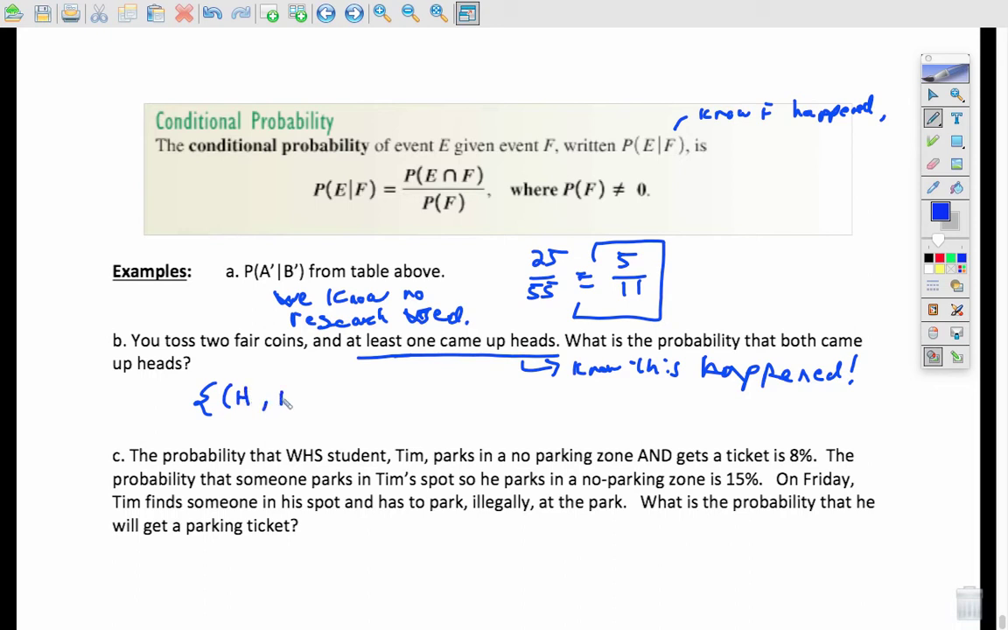If you toss two coins, at least one of them came up heads. Well, maybe the first one came up heads, second one came up tails. Maybe the first one came up tails, the second one came up heads. That satisfies it. And maybe we have two heads. That's entirely possible as well. Now we can't have two tails because we know at least one of them came up heads. So out of those three outcomes, there's only one that says both came up heads, and that's this one right here. So the probability is 1/3.